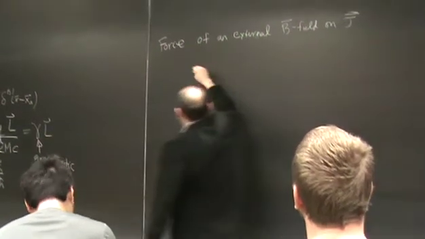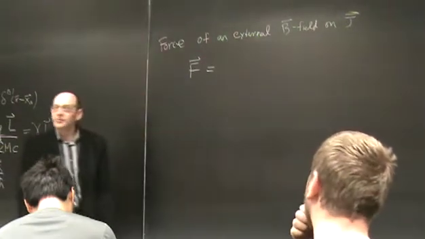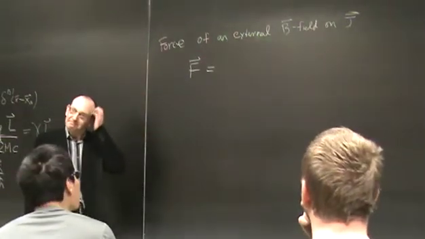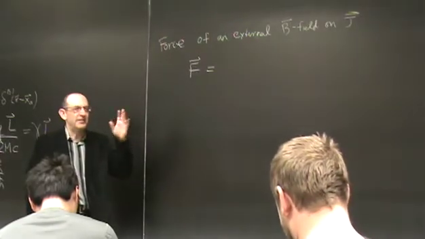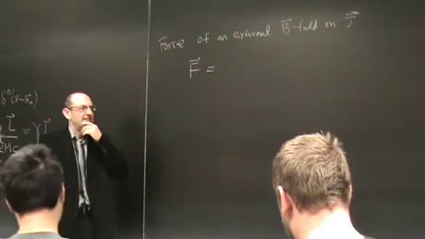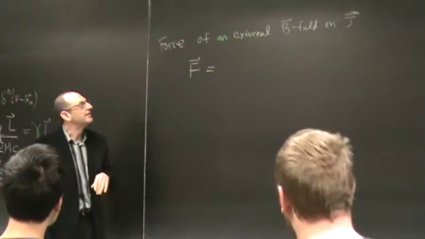Well, of course, that's just the Lorentz force. And how do we write the Lorentz force in terms of J? We know it's QV over C cross B, right? So how does that translate into a continuous distribution?